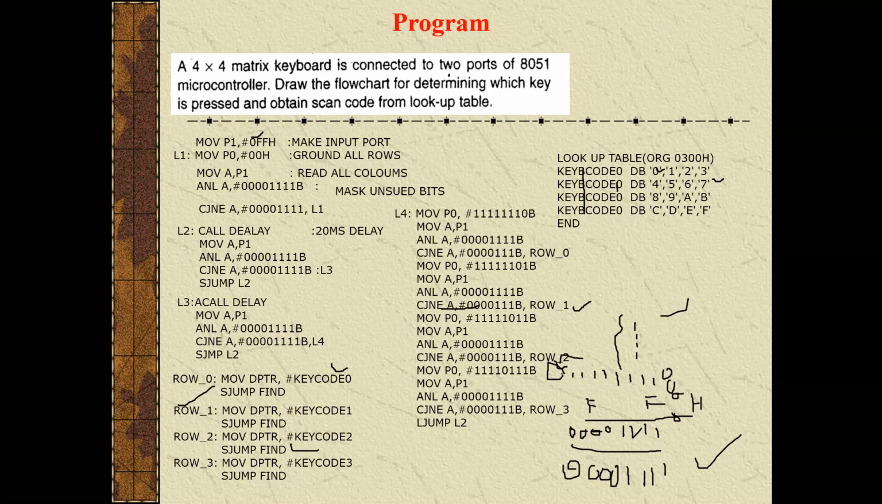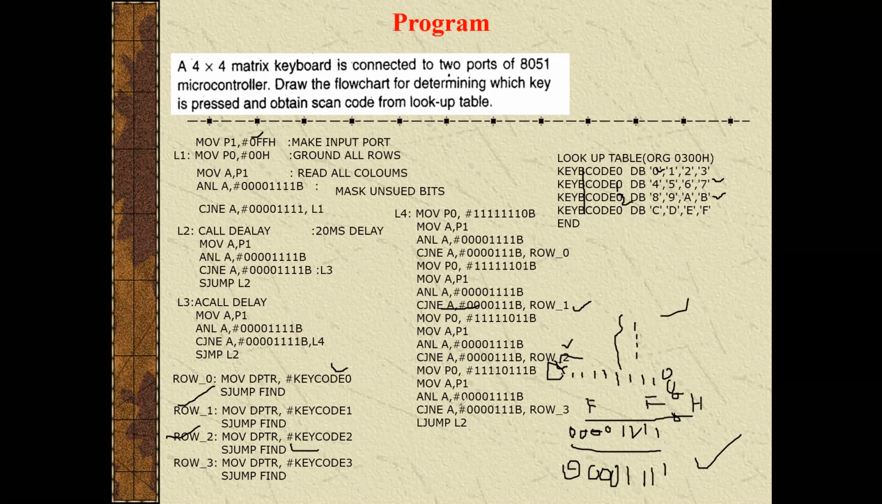Similarly, if these two are not same, that means some key is pressed at this particular row 2, then it will come here. Then this key code 2 will be loaded into DPTR. So this is the 2. So inside the key code 2, it will check the lookup table and this data will be stored. So it will try to access this one.